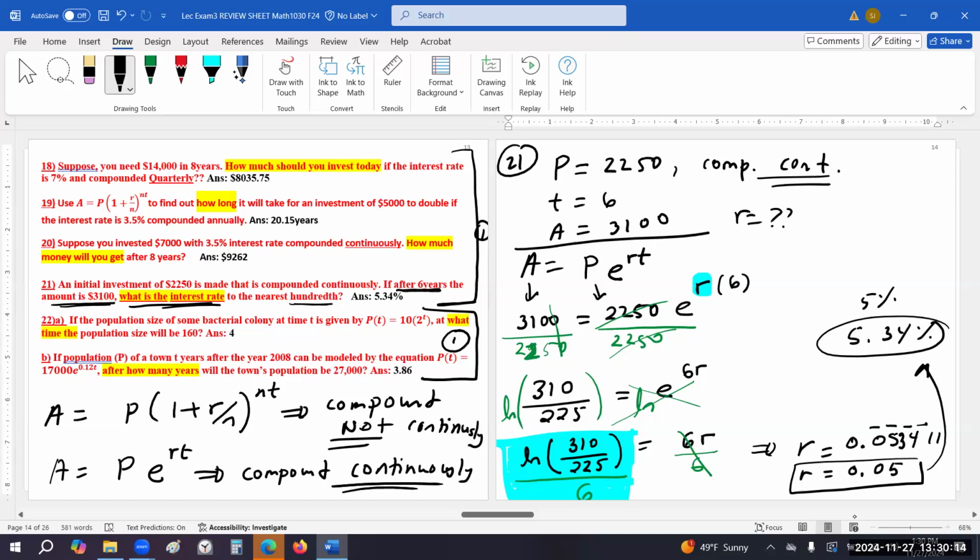So money has 2 problems, compounds not continuous and compound continuous. So one from here and one is the population. For population, they give you the formula. So it's either going to be the continuous or not continuous. We don't know. One, and one from the population.